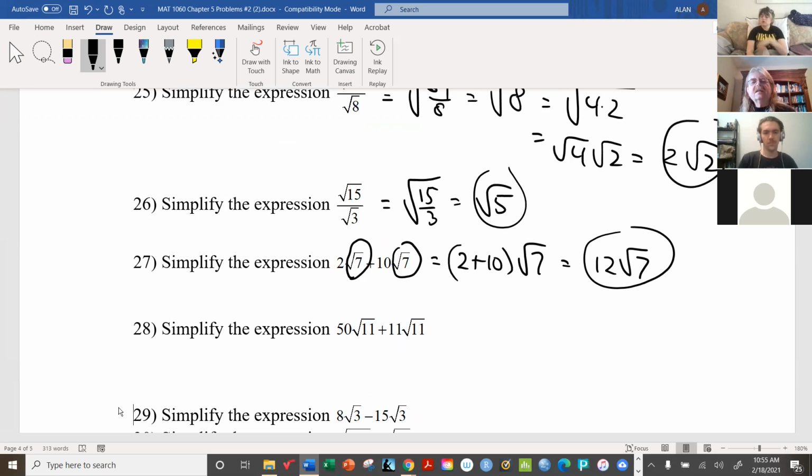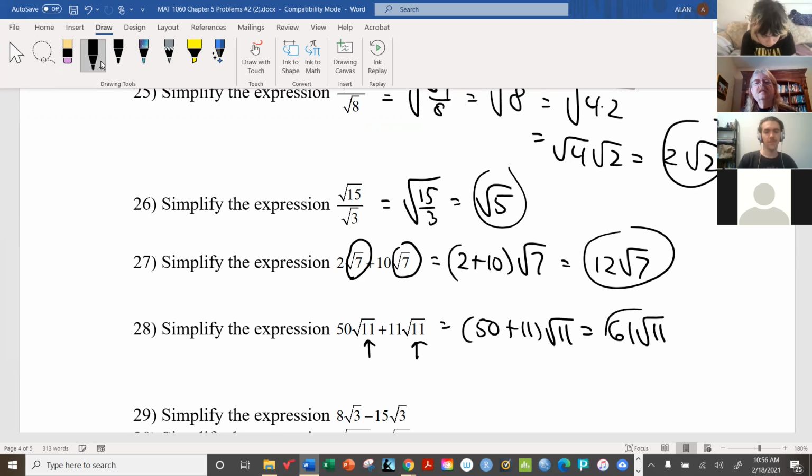Same thing here. We got the same radical, so we can just rewrite this as 50 plus 11 times 11. And that's all you have to do. There's no simplification because 11 is, of course, a prime number.